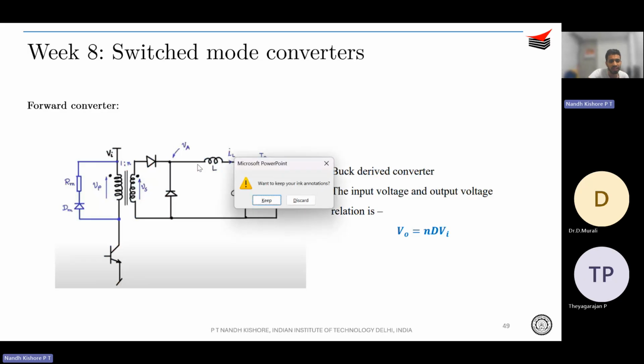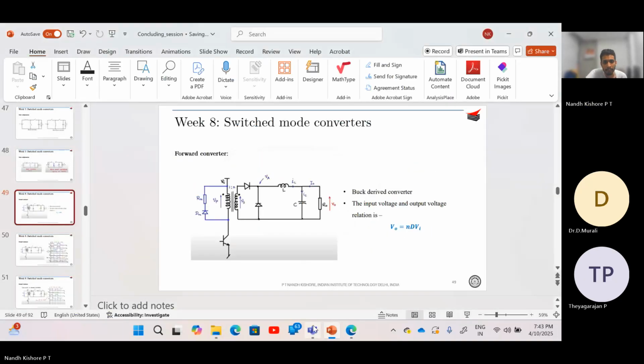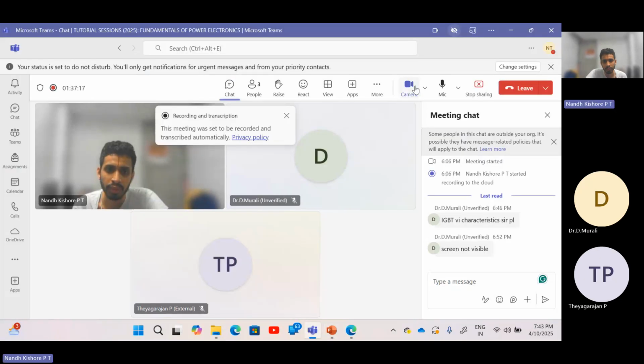Just a second. It has become really hot over here, so I'll just have some water.